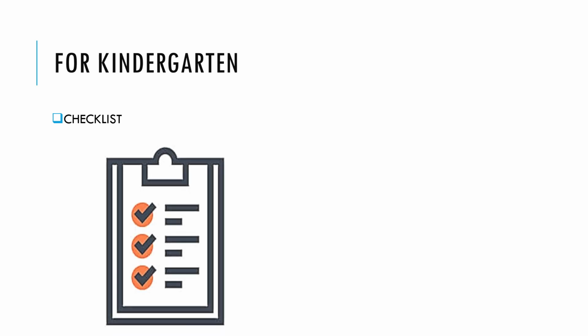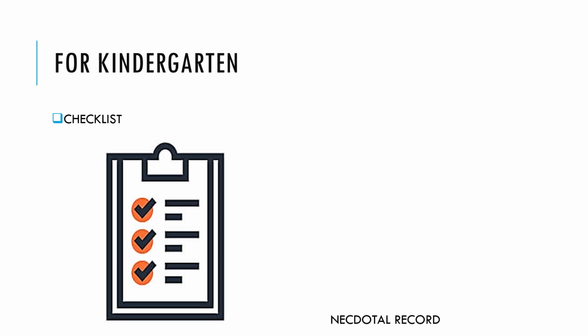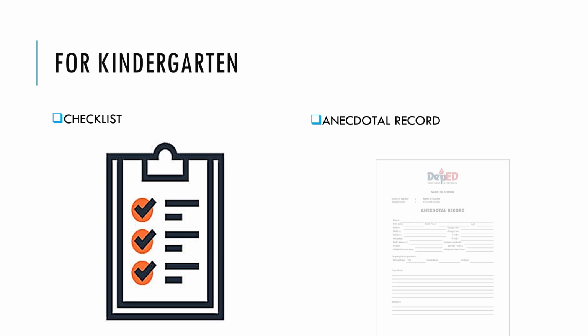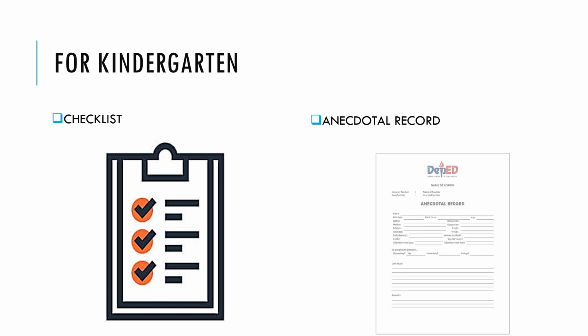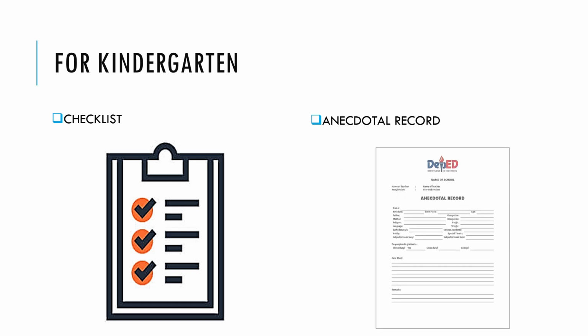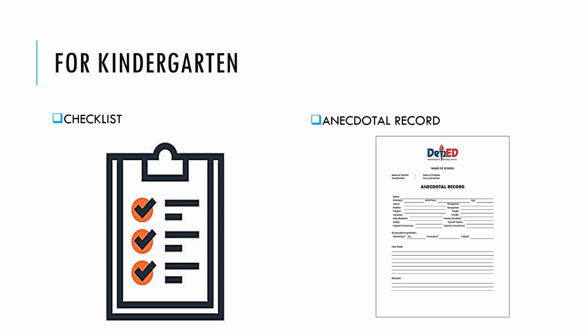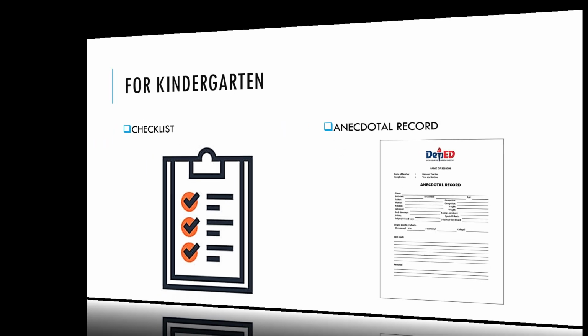Through a checklist, the teacher will be able to indicate whether or not the child is able to demonstrate knowledge and/or perform tasks expected for kindergarten. Through anecdotal records, teachers will be able to describe learners' behavior, attitude, and effort in schoolwork.